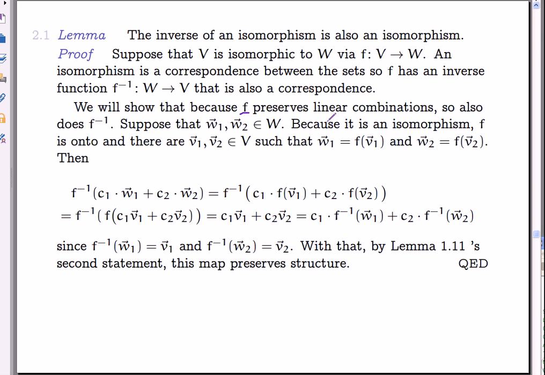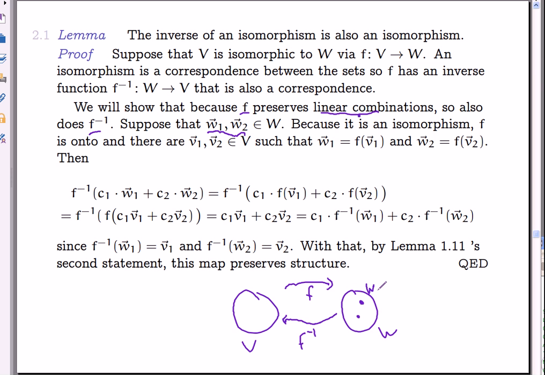Now, we'll show that because F preserves linear combinations, then F inverse does also. Okay, so let's take any two vectors in W. Remember, our map looks like this, V and W. And F inverse goes from W to V. Now, we've already shown that F preserves structure, and we want to show now that F inverse preserves structure. So we're taking two elements in here, and we're going to form a linear combination of those two elements and show that F inverse of the linear combination is the linear combination of the images. Okay, so take W1 and W2 here. Because F is an isomorphism, F is onto, which means that there are vectors in here, V1 and V2, that map to W1 and W2.